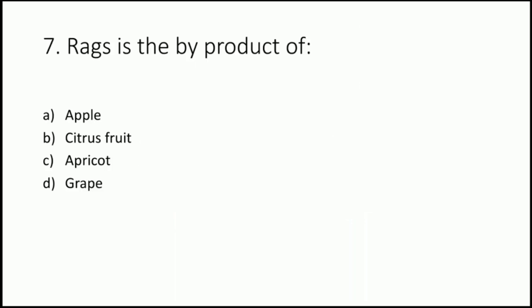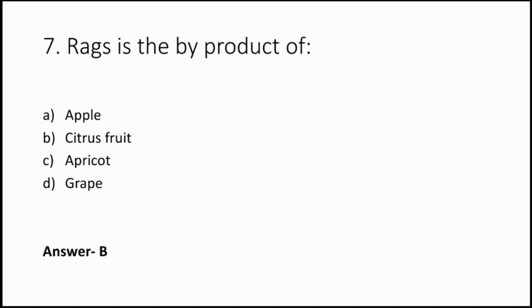Next question. Rag is the byproduct of apple, citrus fruit, apricot and grape. So in our fruit and vegetable processing industry, a lot of byproducts are generated every day, and they also have a lot of application in food systems. A lot of research is being done on how to maximize the use of byproducts. So if we talk about rags, rags are the byproduct of citrus fruit.